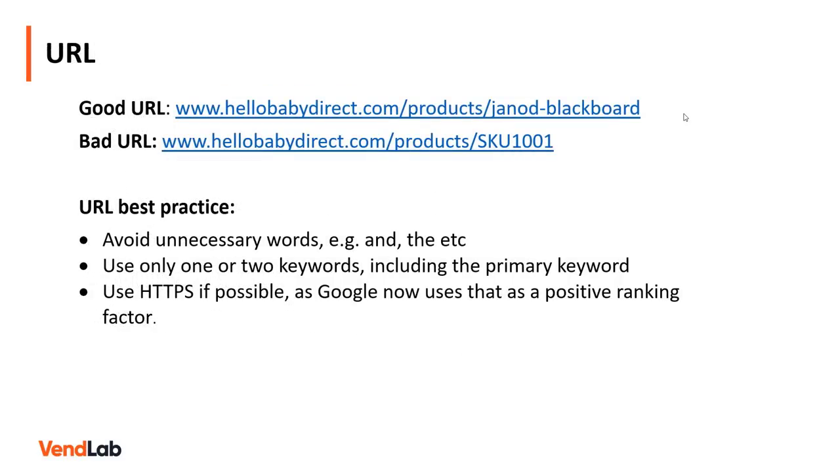When defining URLs, use only 1 or 2 of your keywords, including the primary keyword for the page. So a good URL would be something like product/J Blackboard, and that's the J Blackboard product. A bad URL would be something which just uses the SKU. You should avoid unnecessary words, for example, the and. Remember, the pages should be secure, HTTPS if possible, as Google now uses this as a positive ranking factor.